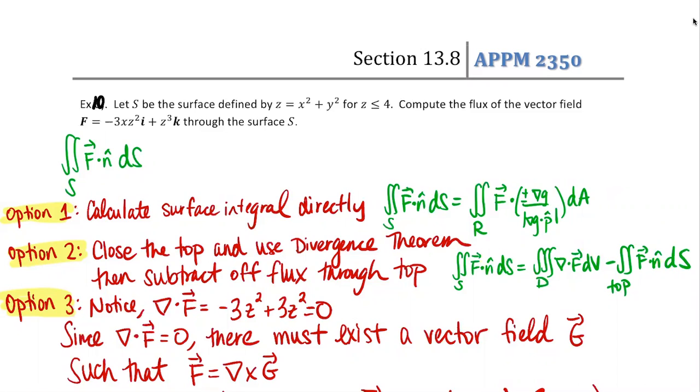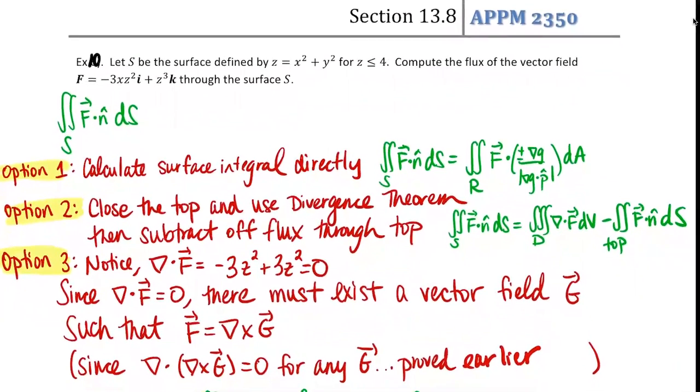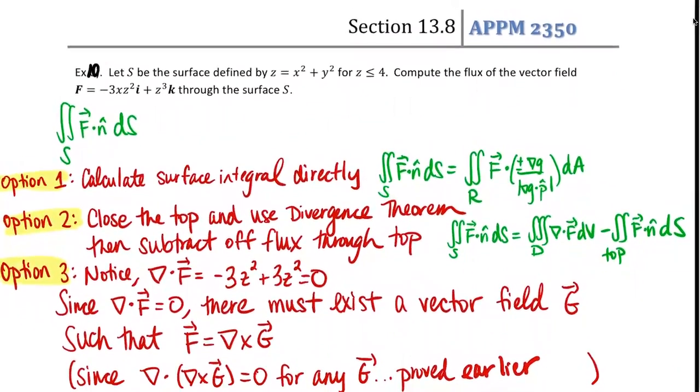If you recall from the warm-up, we found that this was an incompressible field, that the divergence was zero everywhere. And since that's the case, there must be a vector field where we could write F as the curl of that vector field. And you may be saying, wait, why? But I want you to recall earlier that we showed that the divergence of a curl vector field is zero for any vector field G. And so if you have an incompressible field, it's possible to rewrite that as the curl of some other field.